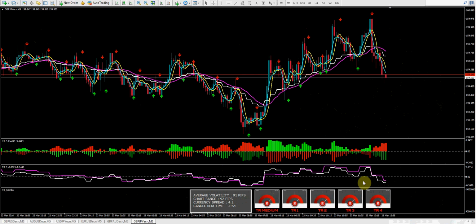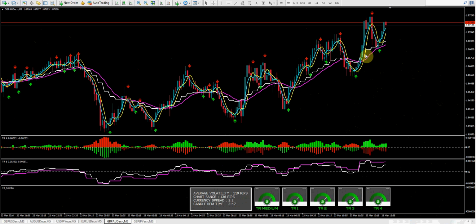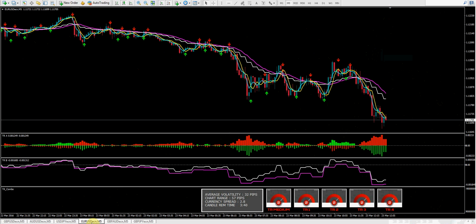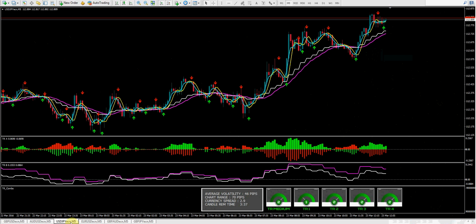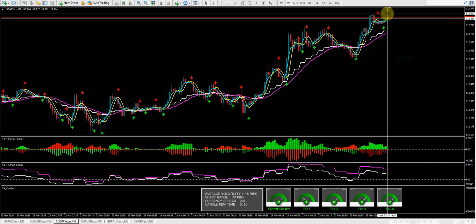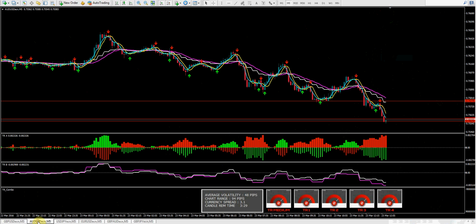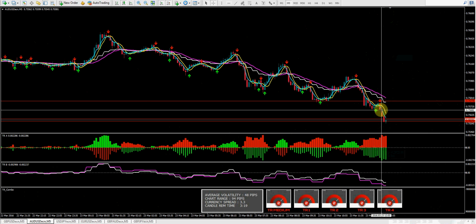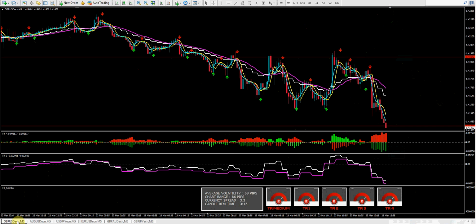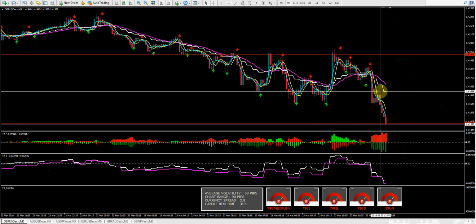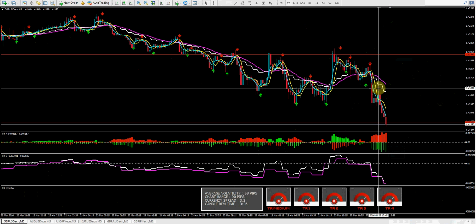This just crossed below the 0. This would have been a good trade here as well. Potential level of resistance right above us here. And obviously we just took this trade, which happened to be a winner. It's too bad we didn't get an arrow here. This would have been a really nice short trade.